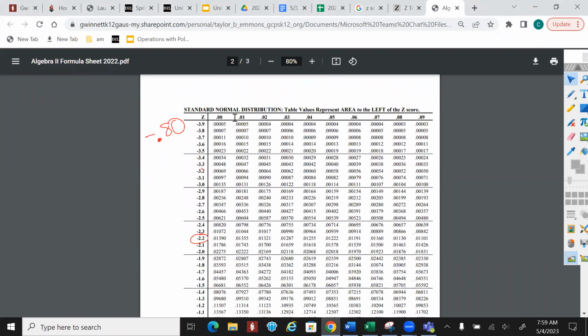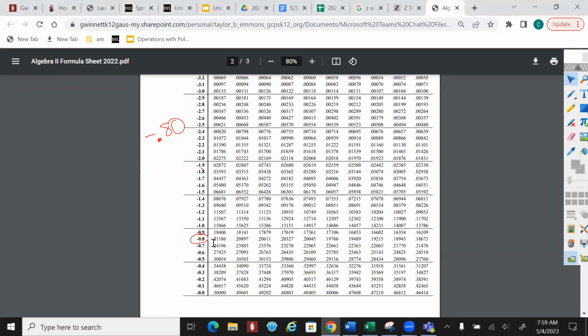Okay, so up at the top of your z-score table, you see this right here, up along the top. This is your second number. Well, our second number is 0, correct? So looking at this, then we would use this number right here. Boom. So it would be 0.21186. That means that the probability is 21.186%. This is your final answer. Does that make sense?